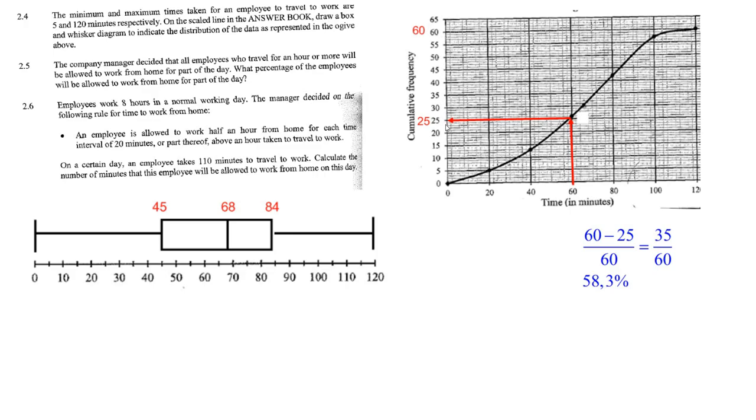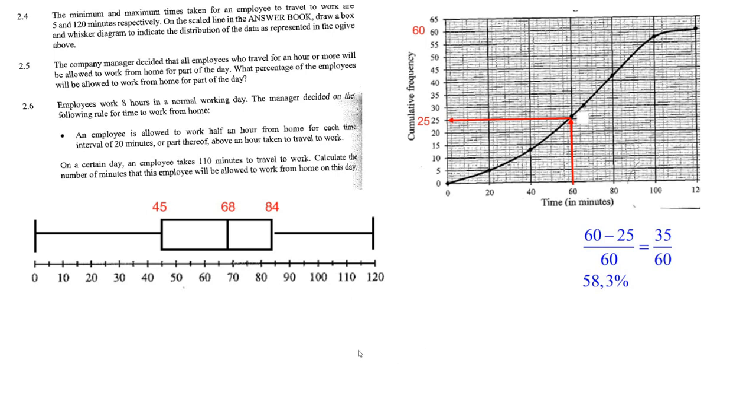Well, at 60, it hits 25 when I run over. 60 minus 25, that's 35. And 35 divided by 60, that's like 58.3%. That's the percentage that will be allowed to work from home. All these employees up here between 25 and 60.